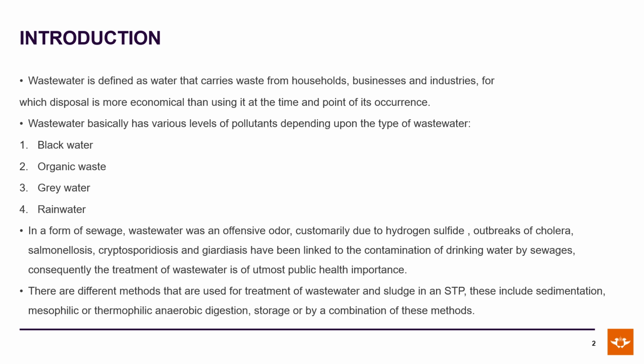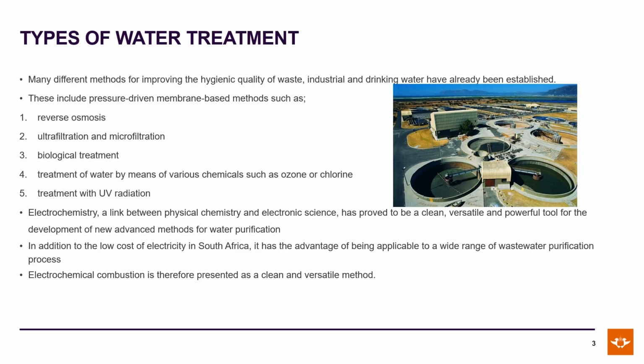With all these problems faced due to wastewater, there are different methods that are used for treatment of wastewater and sludge in an STP. This includes sedimentation, mesophilic or thermophilic and aerobic digestion, storage, or a combination of these methods. There are different methods which were established in improving the hygienic quality of waste, industrial, and drinking water.